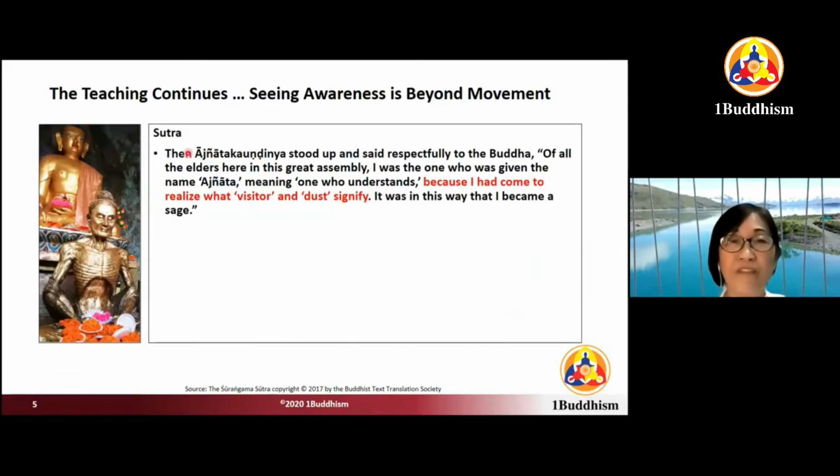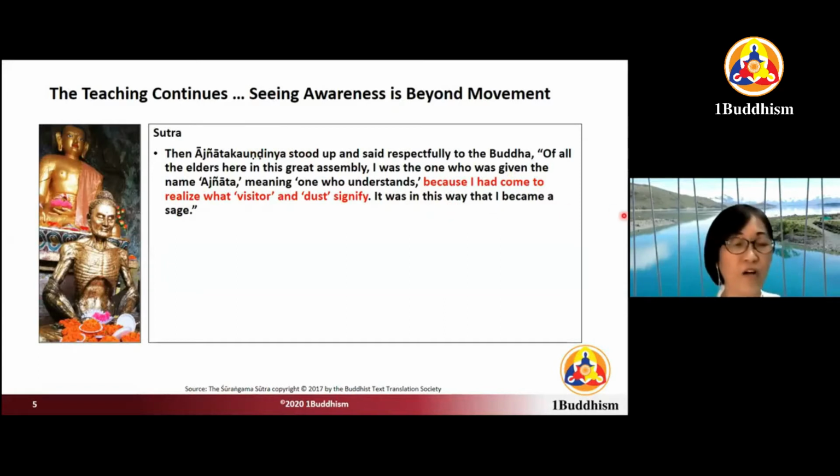Now the five Ajnata Kaundinya stood up and said respectfully to the Buddha, of all the elders here in this great assembly, I was the one who was given the name Ajnata, meaning one who understands, because I had come to realize what visitor and dust signify. It was in this way that I became a sage. Now, who is Venerable Ajnata Kaundinya?